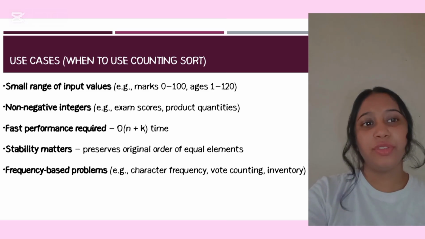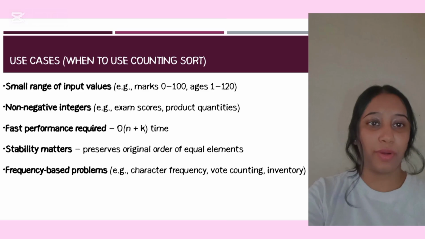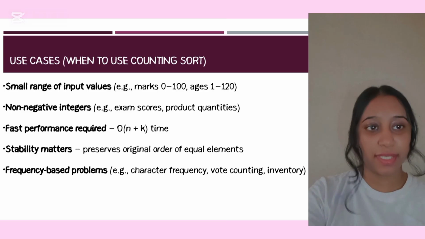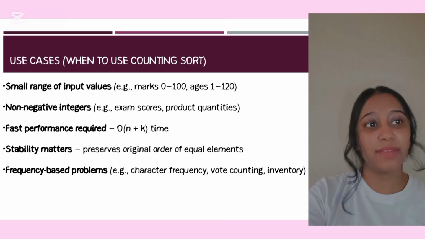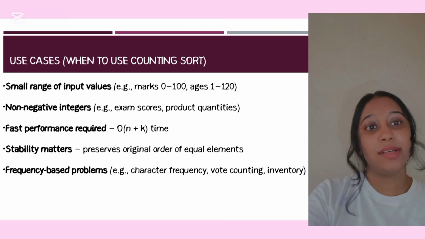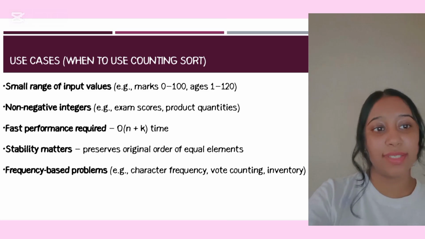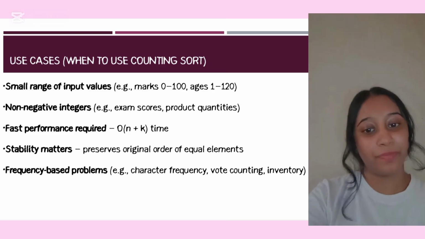When should you use counting sort? The first one is when the input values have a small range. Counting sort works best when the difference between the maximum and minimum values is small. For example, marks from 0 to 100, age from 1 to 120. In this case, counting sort is extremely fast and efficient.